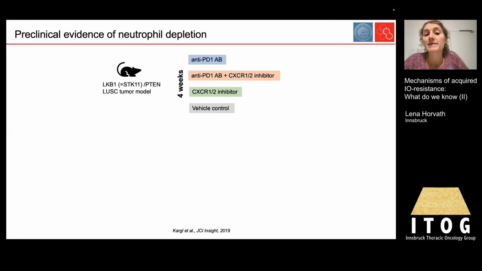This can also actually be seen in the mouse model. This is very interesting. There was a group from Julia Cargill. She's working in Graz. They used a mouse model of squamous cell carcinoma that have an STK11 mutation, which is characterized by a high neutrophil infiltration. And they treated the mice with anti-PD-1 antibody or anti-PD-1 antibody with a CXCR1 or 2 inhibitor, which inhibits neutrophils, or the CXCR1 or 2 inhibitor alone.